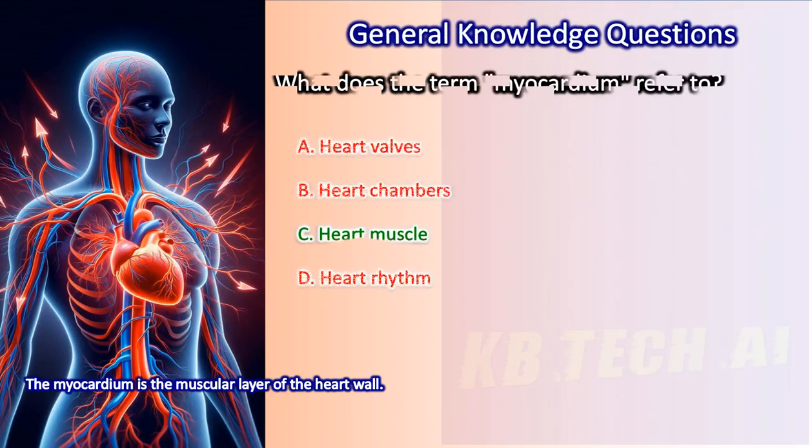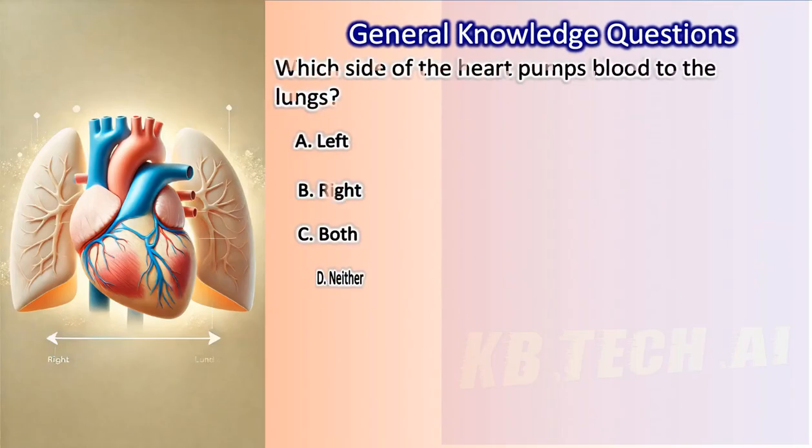The answer is Option 3. Heart muscle. Which side of the heart pumps blood to the lungs? Option 1. Left. Option 2. Right. Option 3. Both. Option 4. Neither.